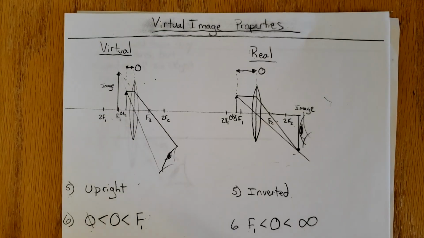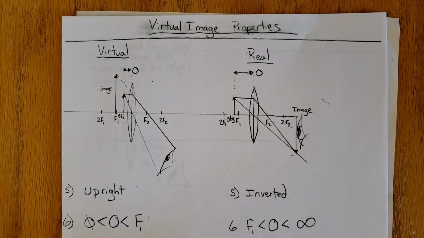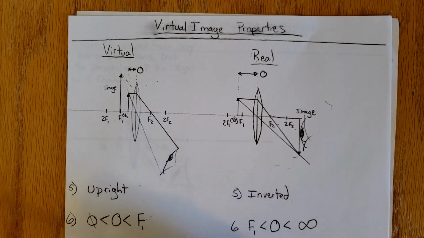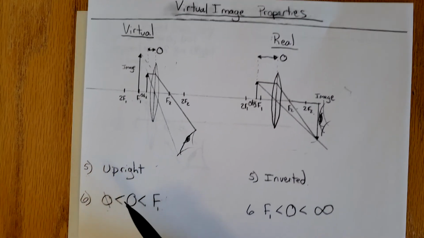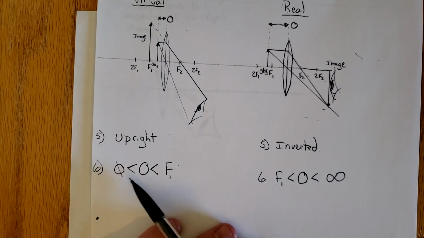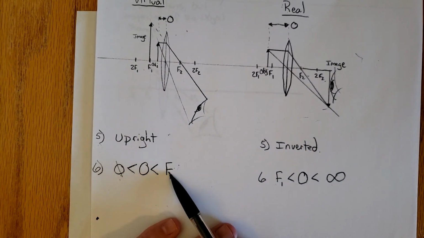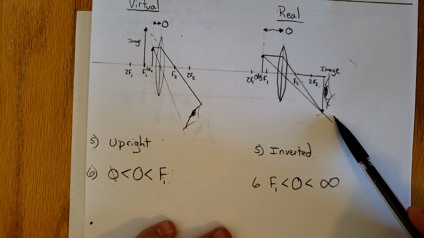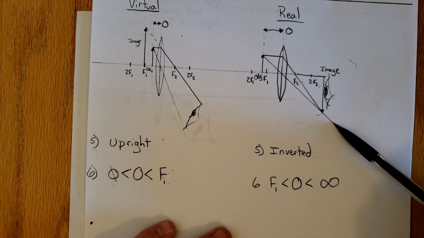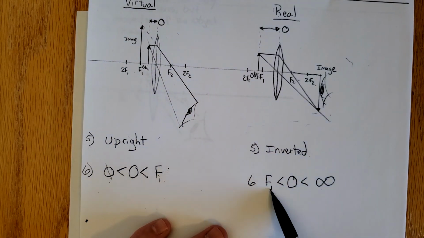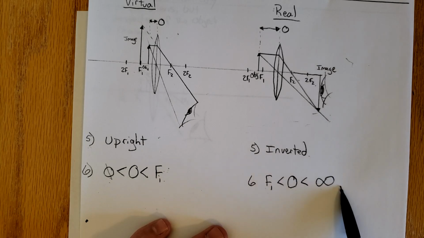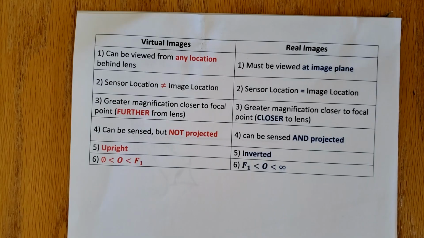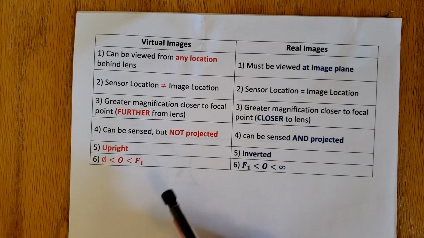To finish off this list, let's remember that every virtual image I've shown has been upright with an object between the lens and focal point such that the object distance is greater than 0 but less than the focal length. Whereas every real image I've shown has been inverted with the object between the focal plane and infinity. So it's just beyond the focal plane. Finally, this table summarizes the properties I've just discussed.